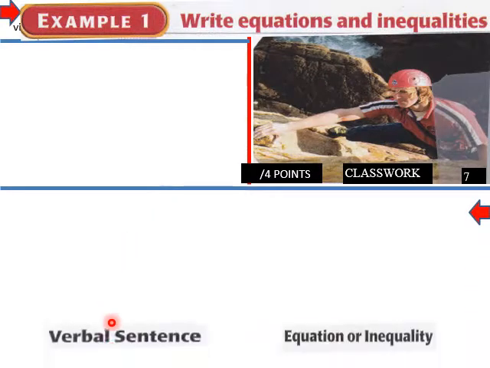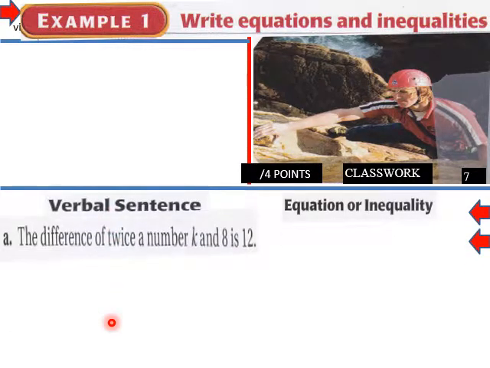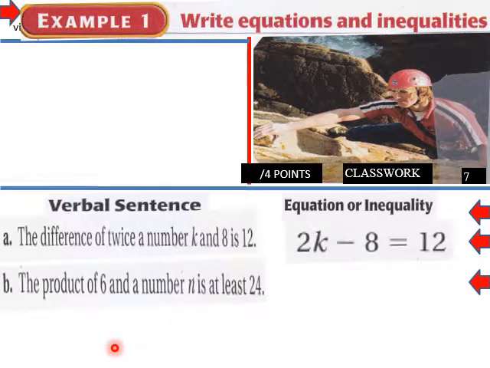Okay, example 1: write equations and inequalities. Verbal sentence: the difference of twice the number k and 8 is 12. What would that look like here? The difference of twice the number k and 8 would be 12. And the product of 6 and number n is at least 24. So this would not be just greater than, it would be at least, because it has this equal sign. So it includes 24.